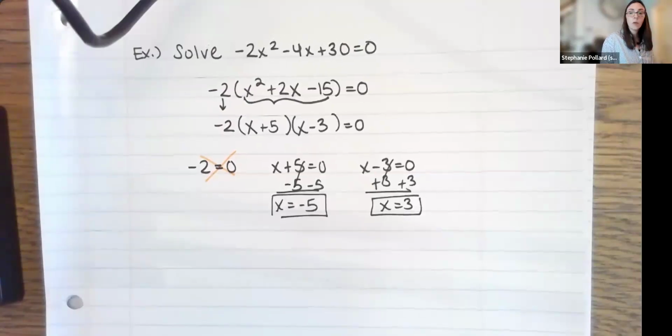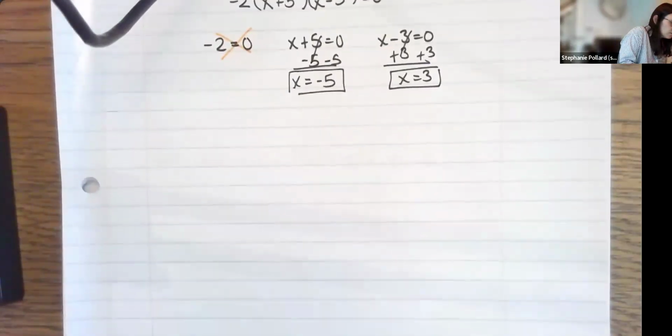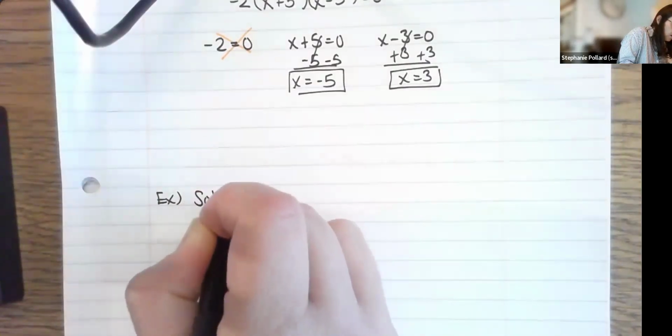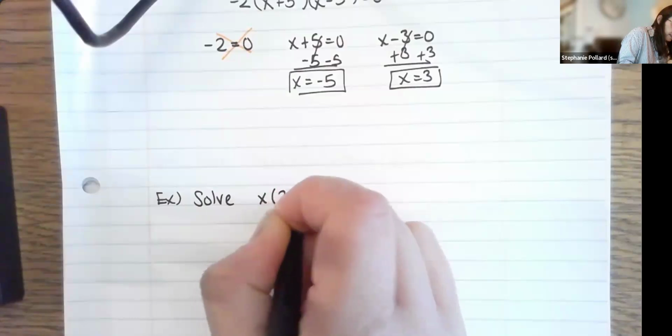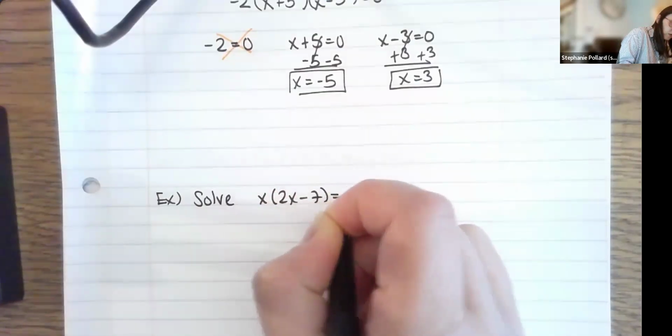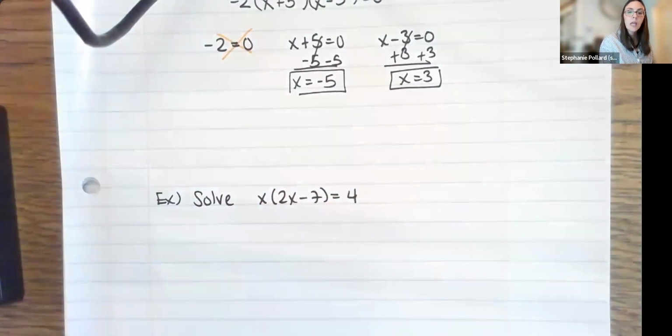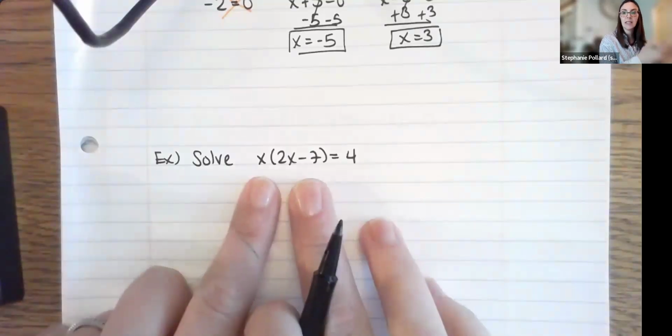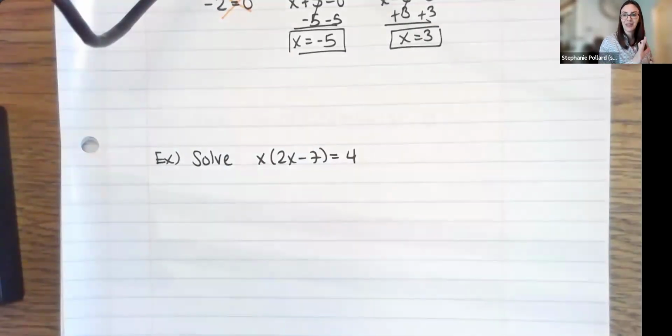All right, I want to do one more in this video. And I'm just going to give it a little bit of a harder one here. It says solve x times 2x minus 7 is equal to 4. Now, I like to do an example like this because it's a little bit trickier. Because what happens is everybody looks at it and says, yes, it's pre-factored. I don't have to do that, right?